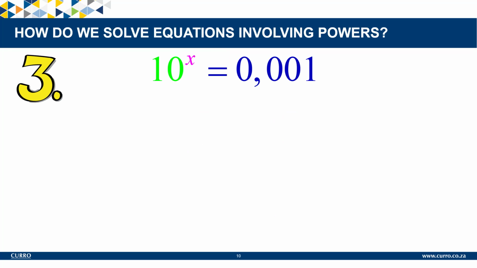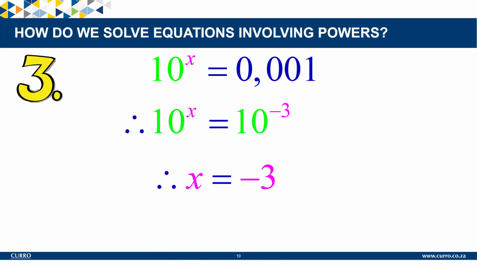In example 3, okay, here's a tricky one. So we've got 10 to the power of x is a decimal. Now we know that 0,001 is 1,000th, right? It's a very small number between 0 and 1. And 1,000th can be written as 10 to the power of negative 3. So now that the base numbers are the same, we can say x is negative 3. Let's test our answer. 10 to the power of negative 3 is 1,000th and it's 0,001.